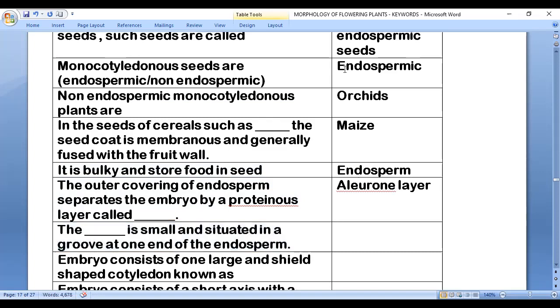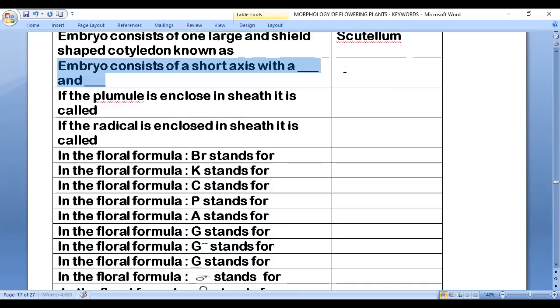The embryo is small and situated in a groove at one end of the endosperm. The embryo consists of one large and shield-shaped cotyledon known as the scutellum. The embryo consists of a short axis with a plumule and radicle. If the plumule is enclosed in a sheath, it is called the coleoptile. If the radicle is enclosed in a sheath, it is called the coleorhiza.